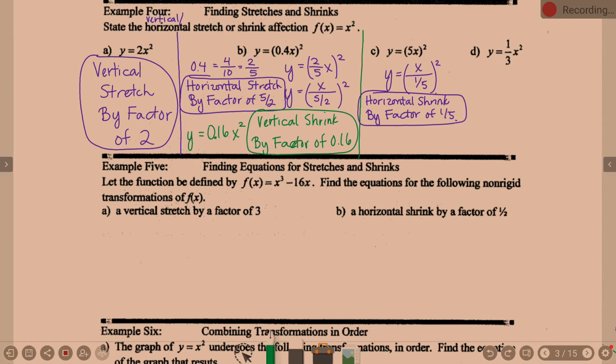Okay, so (5x) quantity squared can be rewritten as 25x squared. And so then when we write that, it's 25 times the function. So that is a vertical stretch, since this time it's bigger than 1, by a factor of 25.